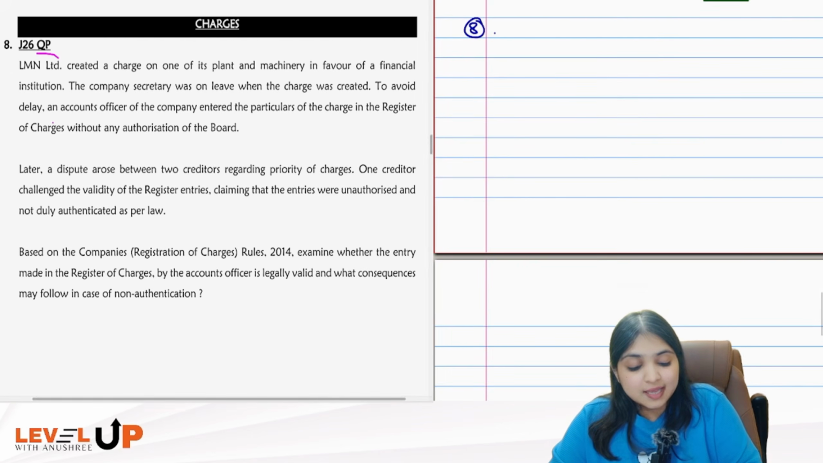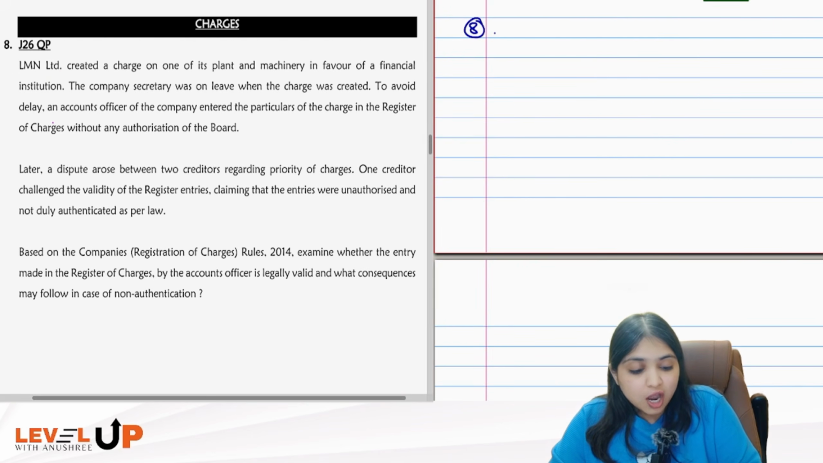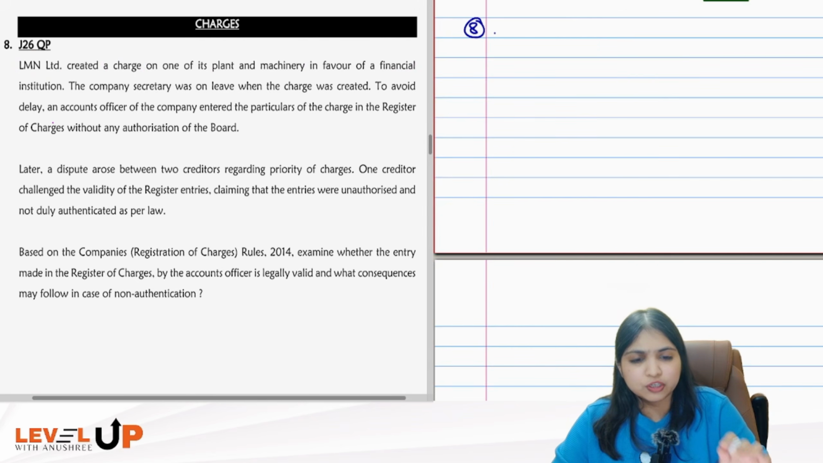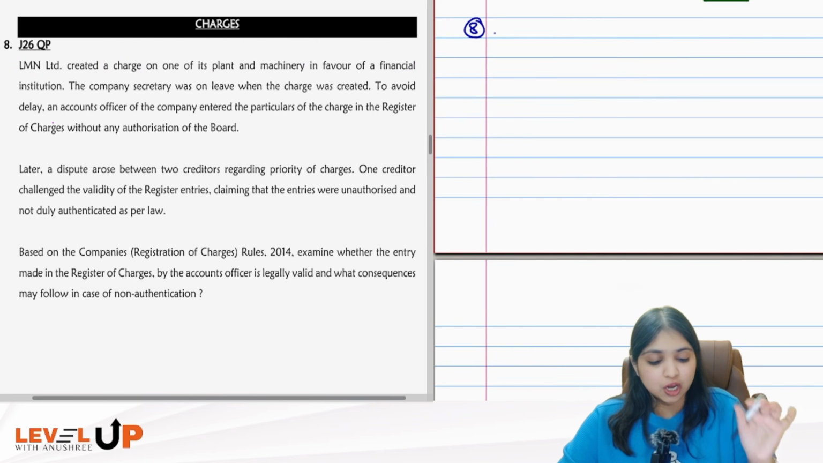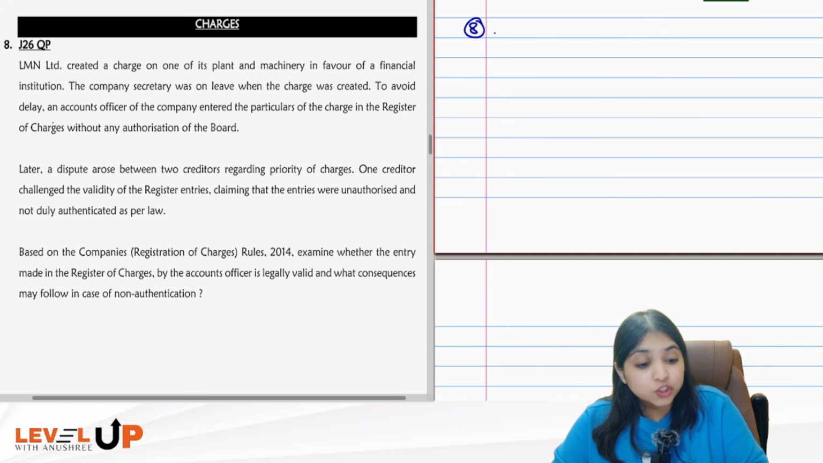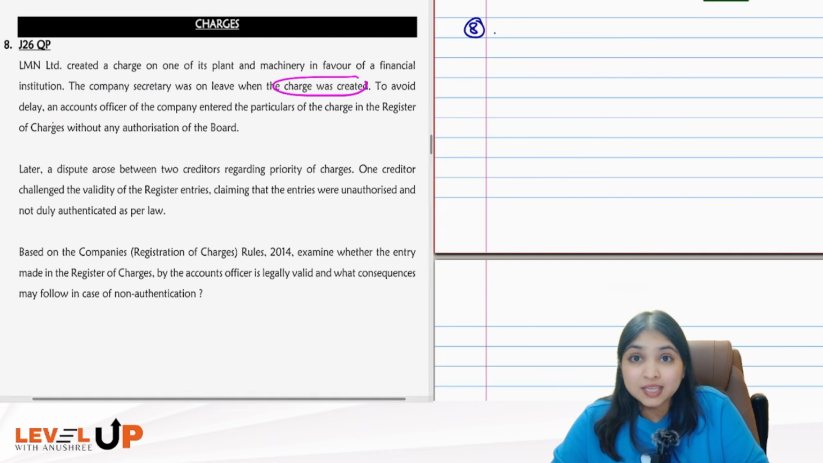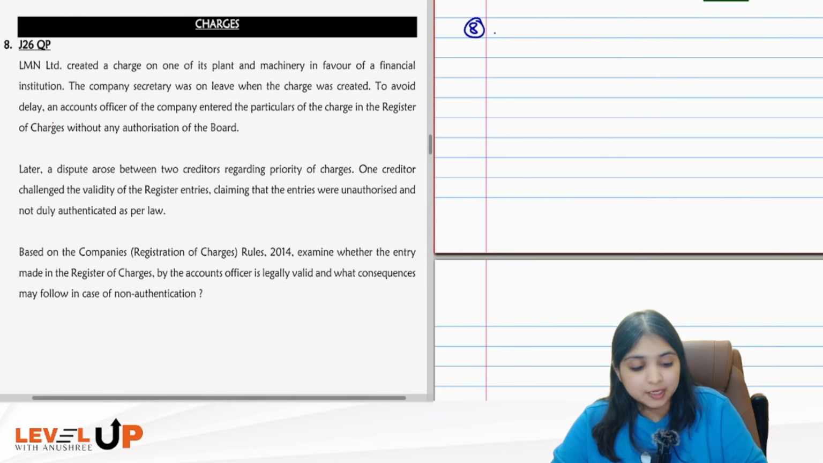The question says Element Limited created a charge on one of its plant and machinery in favor of a financial institution. So the company has created a fixed charge. The company secretary was on leave when the charge was created. To avoid delay, the accounts officer of the company entered the particulars of the charge in the register of charges without any authorization of the board.